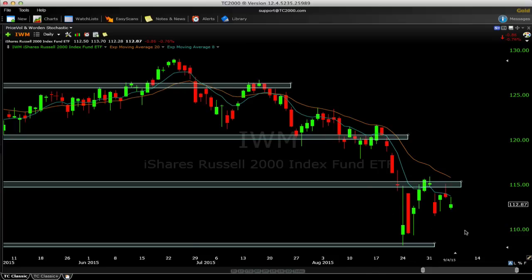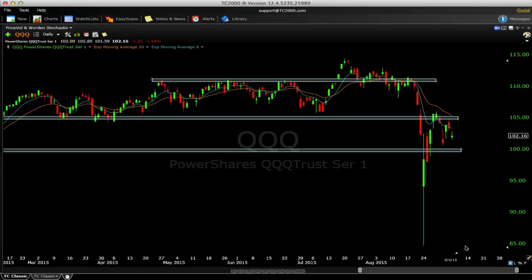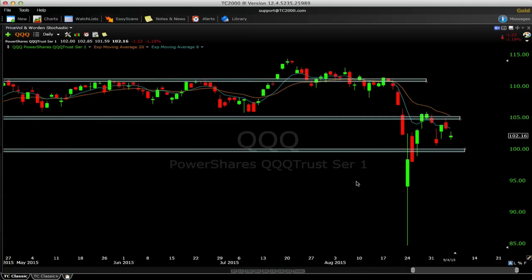Fast moving averages still racing lower, needs to get back above last week's highs, has risk all the way down here, down to 108 would be the lows from last Monday, and the Qs continue to outperform relative to the S&P 500 and the small caps.